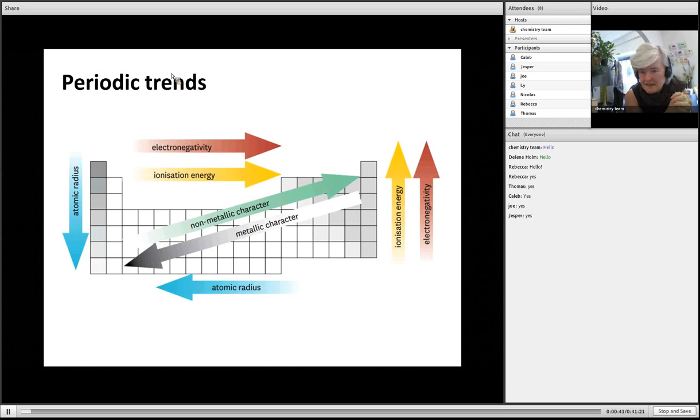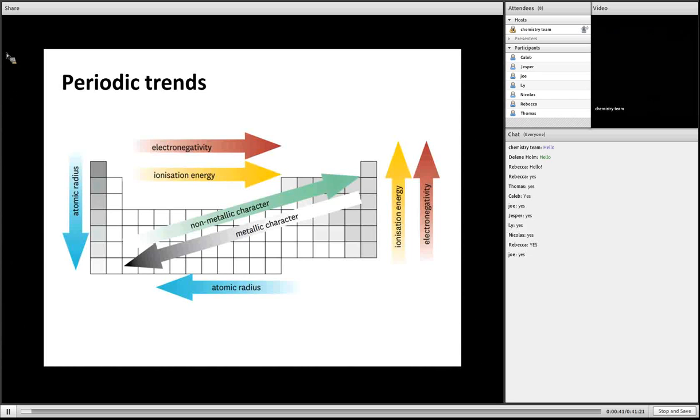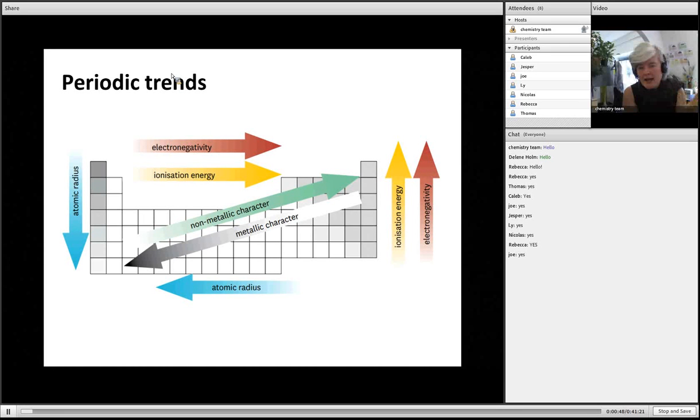The periodic trends, you will get a question on, absolutely guaranteed. And this is one of the questions where they look at whether you can get achieved, merit or excellence. So just simply knowing the trends isn't enough.